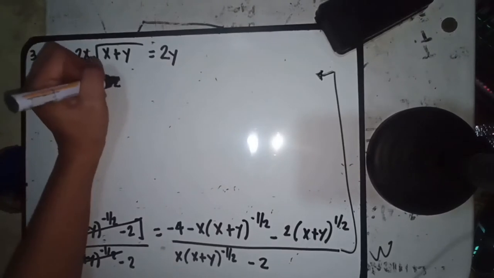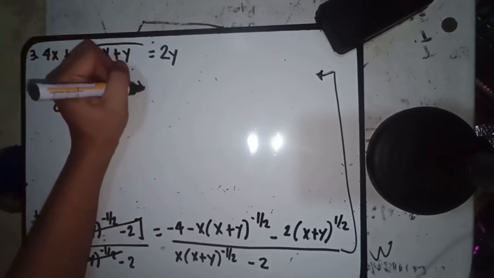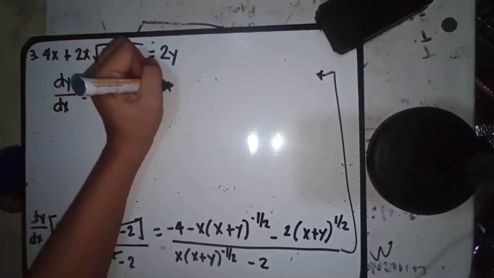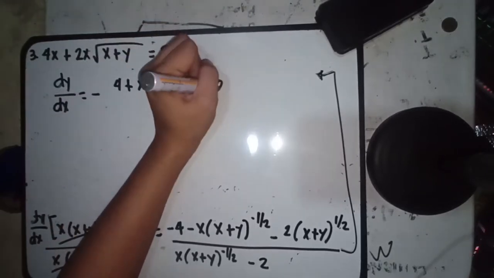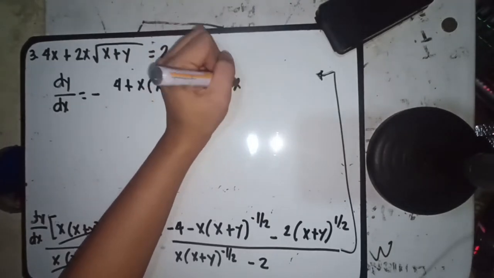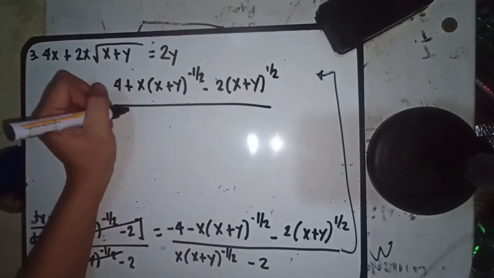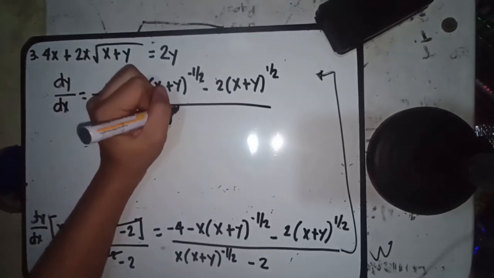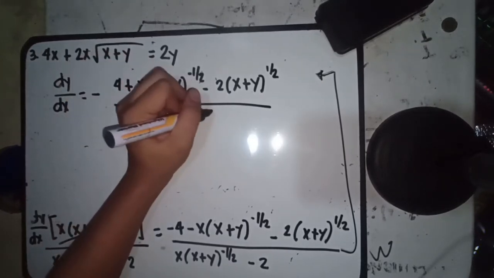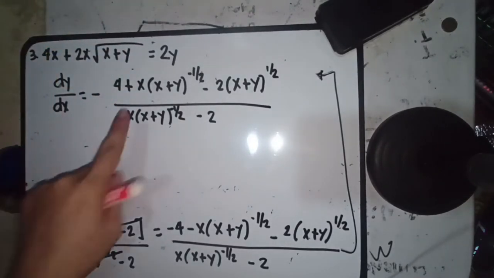negative 4 plus, the negative, we just put it outside here. So, we have 4 plus x times x plus y raised to the power of negative 1 half minus 2 times x plus y raised to the power of 1 half all over x times x plus y raised to the power of negative 1 half minus 2. Okay, it is complicated because of the radical, so that is our final answer.